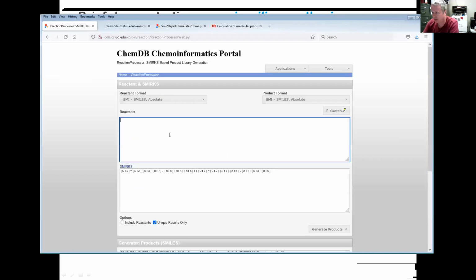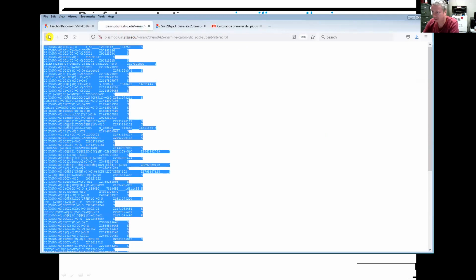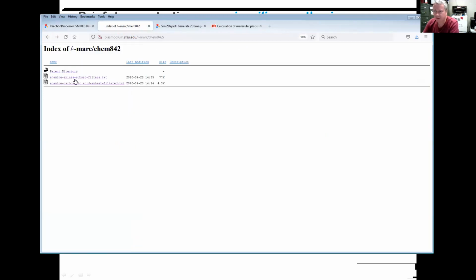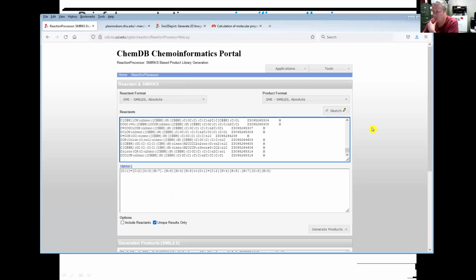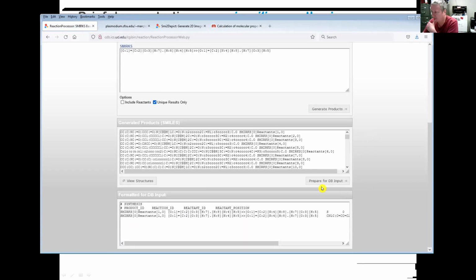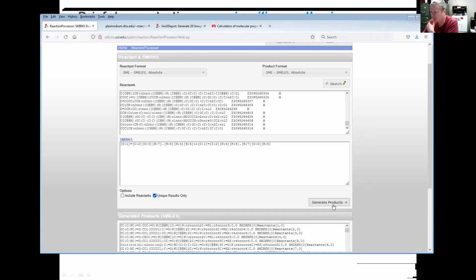Okay, here we are. Carboxylic acid. And then I'm going to go to my website and I'm going to go to the list of amines. So these are all amines, 1100 amines from that commercially available library. Go back in here, paste them in there, and then I'm going to generate the products.